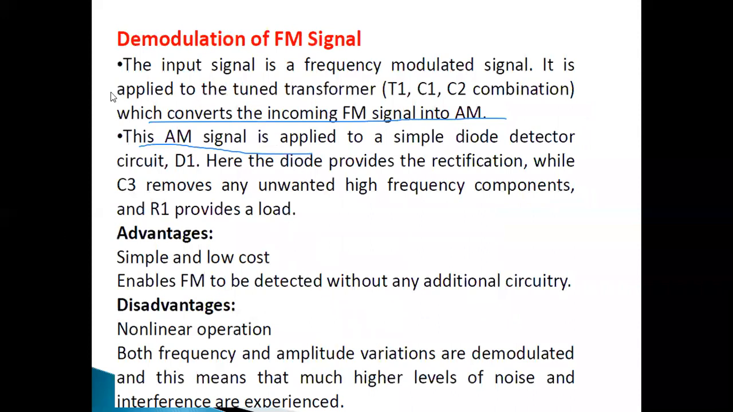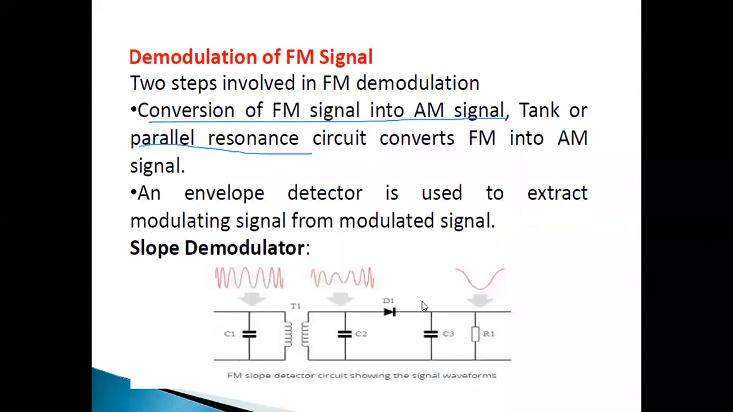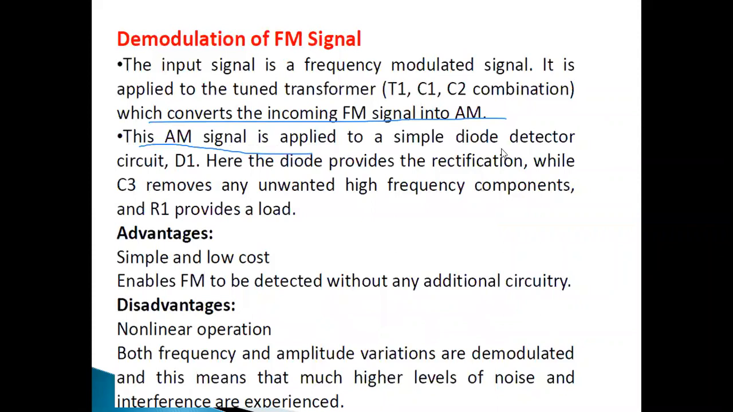Then the diode provides rectification, while C3 removes any unwanted high frequency components, which are filtered out. So the input is applied to the detector D1. The diode provides rectification, C3 removes unwanted high frequency components, and R1 provides a load.